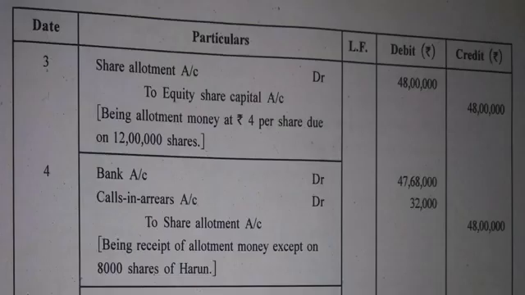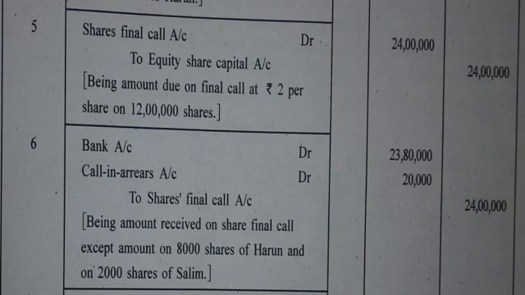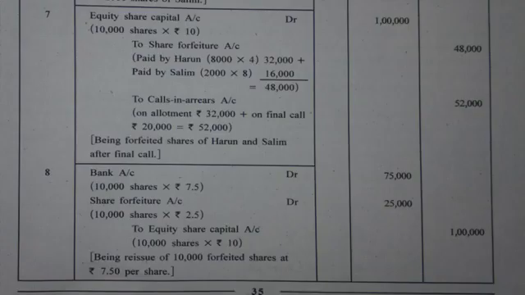So let us check the journal entry so that we can finish this sum quickly. Yes, the journal entry for reissue, journal entry number 8. Bank account debit, 10,000 shares have been reissued at 7.5 rupees, so it is 75,000. What is the amount of discount offered? Share forfeiture account debit, 10,000 into 2.5, so this is 25,000. Yes, this is the journal entry for reissue.